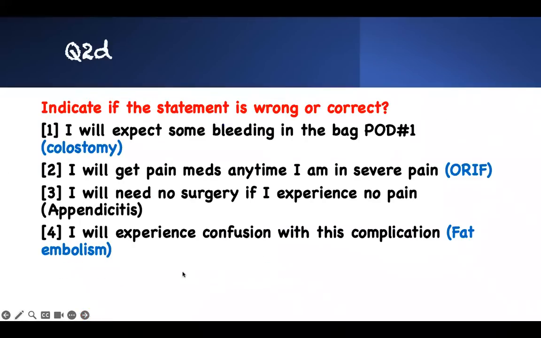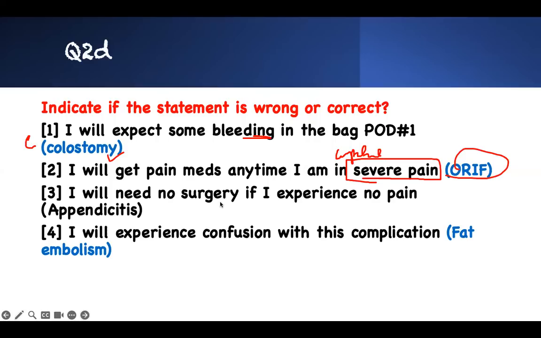Now, indicate if the statement is wrong or correct for each patient that we have. We have 4 patients. So for the colostomy patient, I will expect some bleeding in the back post-op day 1. Yeah, so some blood is fine. So this is correct, right? I will get pain meds anytime I am in severe pain. The ORIF patients, this is not right. If you are in severe pain, you should not have severe pain. We fixed your fracture. If you have really, really severe pain, I'm worried something is going on. Your pain should not be that severe anymore.